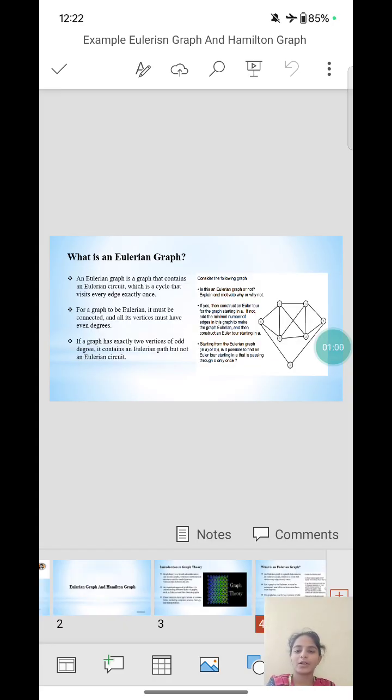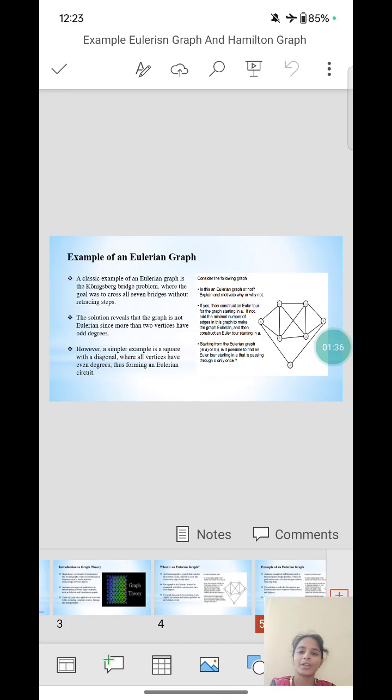What is an Eulerian graph? An Eulerian graph is a graph that contains an Eulerian cycle, which is a cycle that visits every edge exactly once. So, if a graph is an Eulerian graph, then it must have even degree for each vertex. For a graph to be Eulerian, it must be connected and all its vertices must have even degree. If a graph has exactly two vertices of odd degree, it contains an Eulerian path but not an Eulerian circuit.